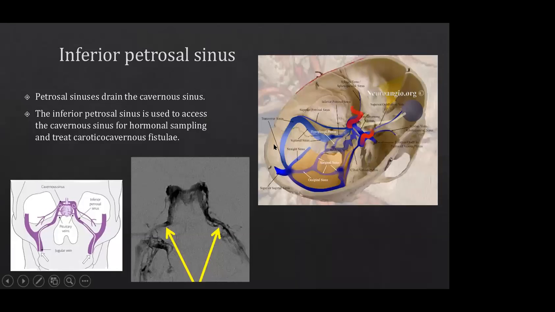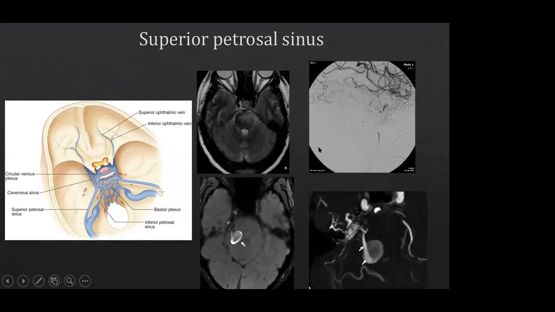I'm showing an example over here of a patient I had treated a long time ago. You can see the coil balls within the cavernous sinus. So the cavernous sinus fistula has been treated. The patient had proptosis. So the treatment was to sacrifice that cavernous sinus.